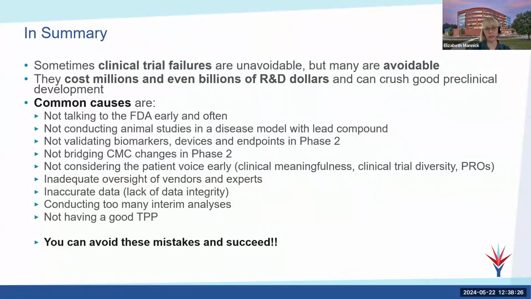Common causes are not talking to the FDA early and often, not conducting animal studies in a disease model with your lead compound, not validating biomarkers, devices, and endpoints in phase 2, not bridging CMC changes in phase 2 or before phase 3, not considering the patient voice early, and that includes clinical meaningfulness, clinical trial diversity, and PROs, inadequate oversight of vendors and experts, lack of data integrity, conducting too many interim analyses, and not having a good TPP.